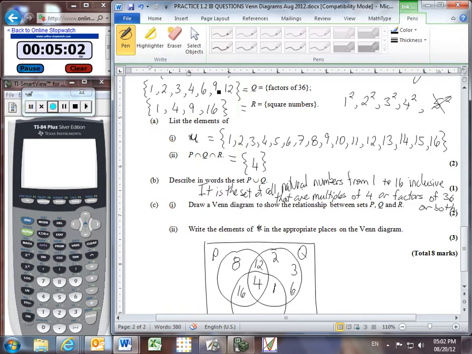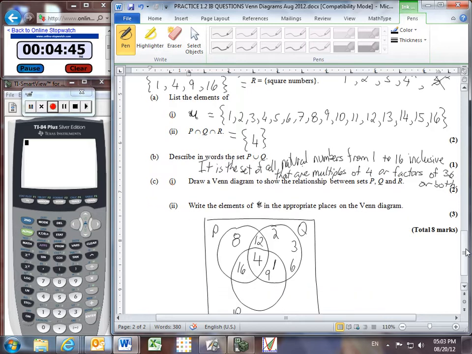9, which also appears in set R, so it's in this overlapping region. I've got a 1 and a 9 in that area. And lastly, 12, which I've already written in the overlapping section between P and Q. And lastly, I just have to put the elements of R. 1 I've already written, 4 I've already written, 9 I've already written, and 16 I've already written. And so I don't have to write anything in that empty space. And I'm actually not quite finished, because there's other elements of the universal set that haven't yet been represented.